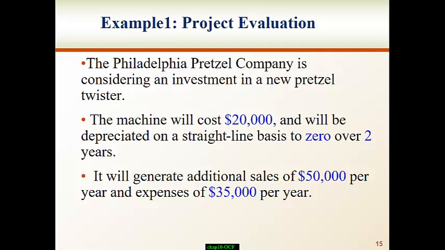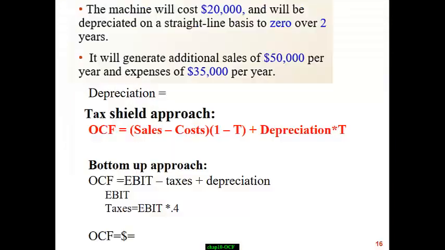Let's practice calculating operating cash flow. This company has an investment in a new pretzel twister. The machine will cost $20,000. It's going to depreciate straight line to 0 over 2 years. It's going to create additional sales revenue of $50,000 every single year. The expense is $35,000. So let's figure out the operating cash flow.